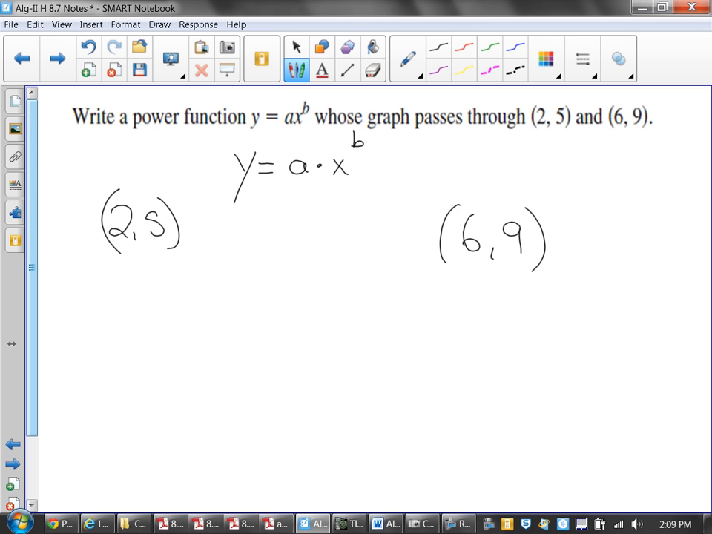It'll let you know when to use which. It'll say write an exponential function, or it'll say write a power function. It'll say one of those two.